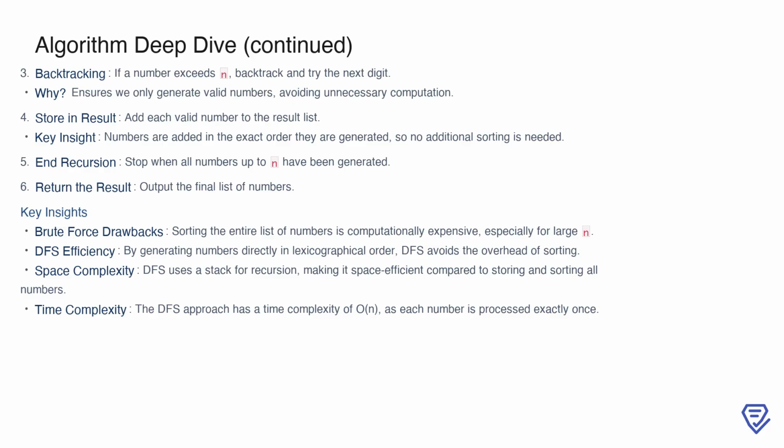The recursion ends once all numbers up to n have been processed, and the final result list is returned. This optimized approach not only avoids the computational overhead of sorting but also ensures that each number is processed exactly once, making it highly efficient.